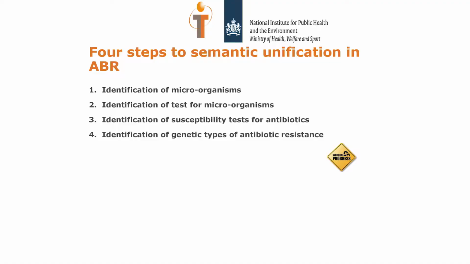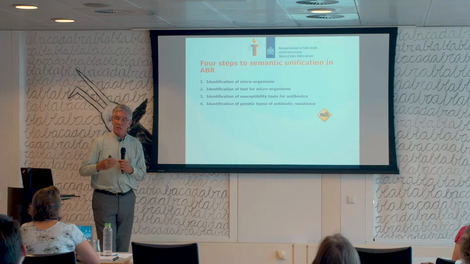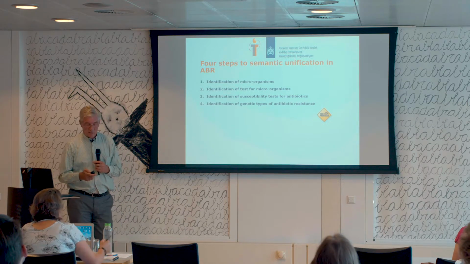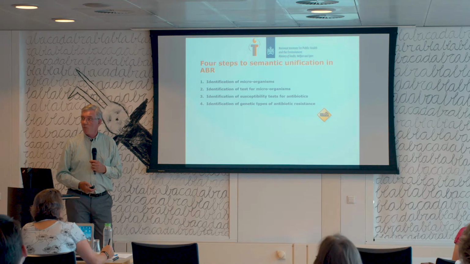We start with the microorganisms. We then identify what tests are being done, what the susceptibility is, and then we can move on to genetic types of antibiotic resistance. That's still a work in progress. That's not in production yet, but we're moving in that direction.